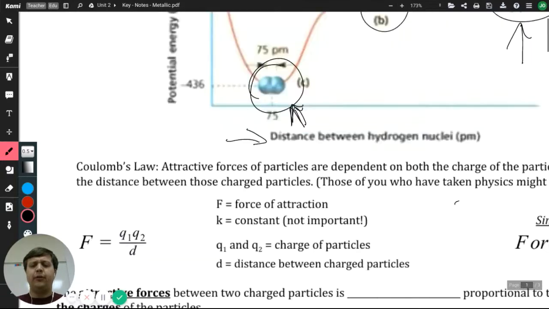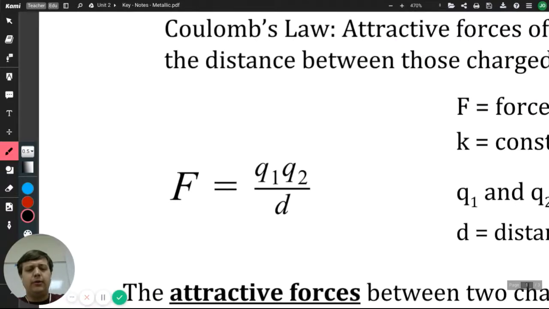Okay, so let's look at this formula. So here we've got our formula, and we've got force equals the charge of 1 times the charge of 2, so the charge of the first atom times the charge of the second atom, divided by their distance squared. Okay, well, we square the distance because there's two things there, right?